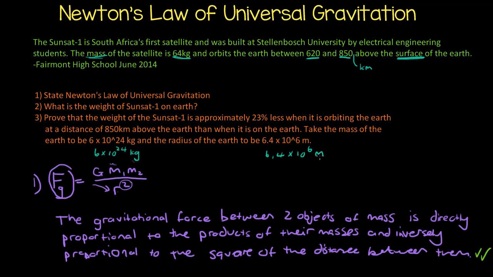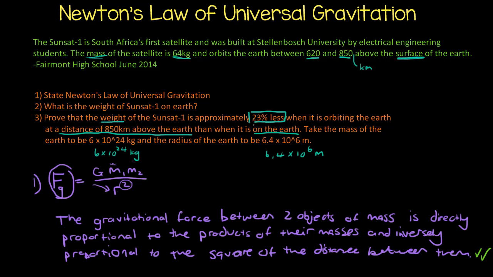6.4 million meters. Okay. And they say, what are you trying to do? Let's look at this question and actually try and understand what they want us to do. They want to basically compare the weight of Sunsat when it is at a distance of 850 kilometers above the Earth and when it is on Earth. Okay, and what are we comparing? The weight. And they say, prove that the weight of the Sunsat 1 is approximately 23% less. So that's the answer we're looking for.